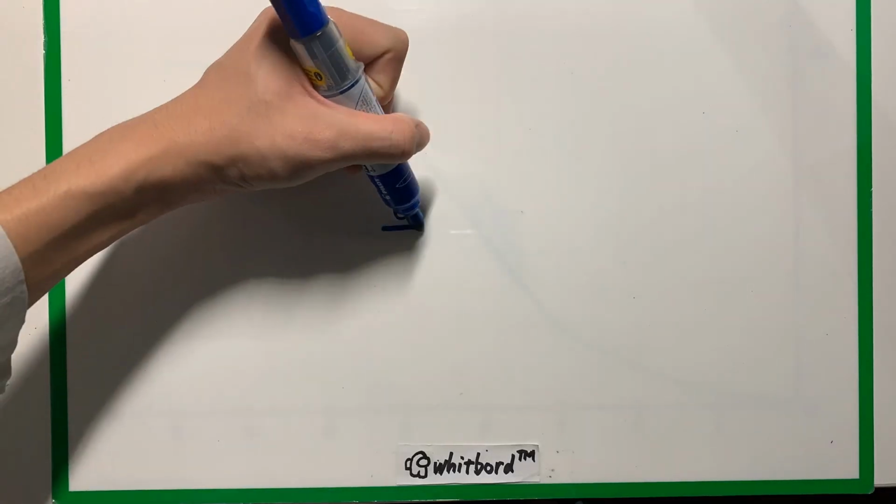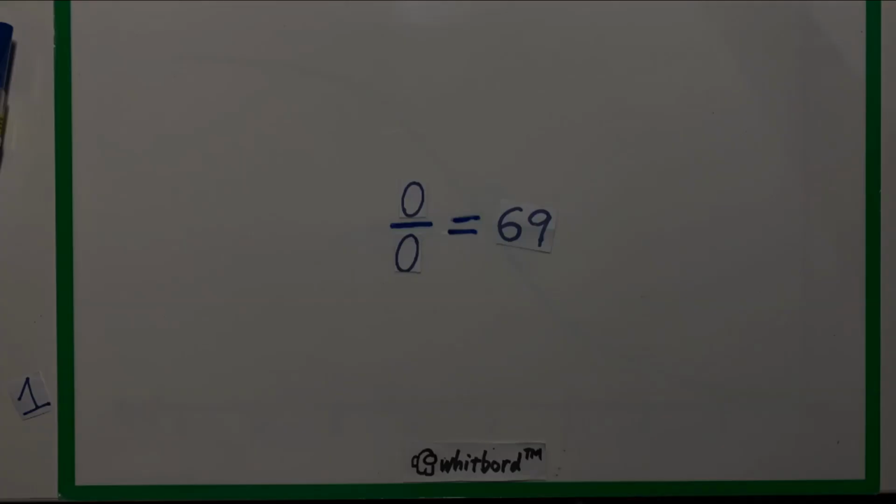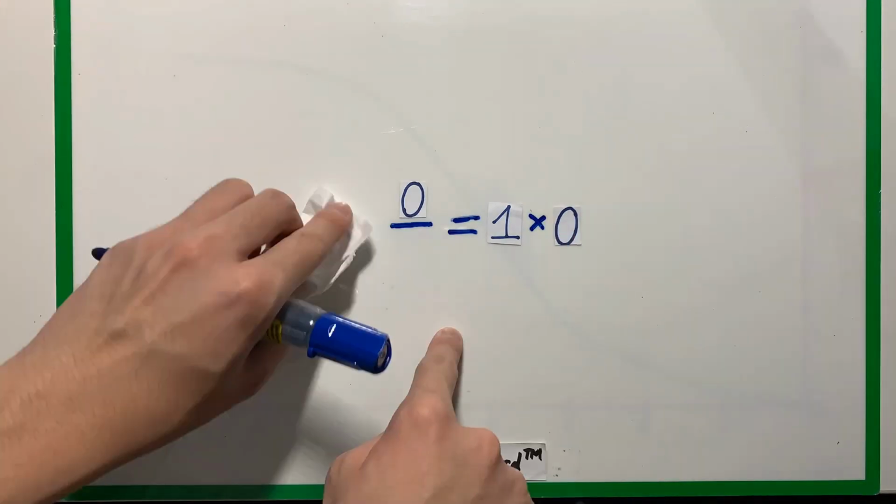Imagine if we let 0 over 0 be a number. Let's say 69. Shut up, you're not funny. Okay, fine, let's say 1. So you can do normal stuff with it, like this.